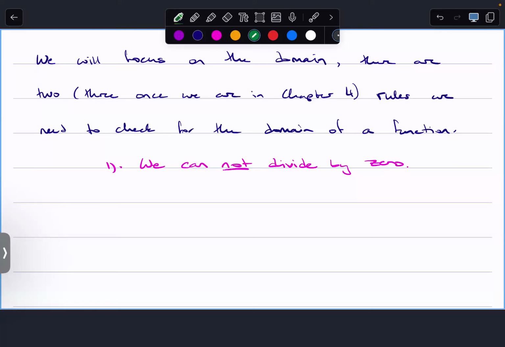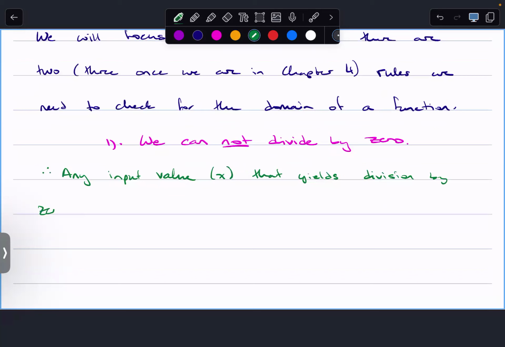And so therefore, any input value, I'll say x typically, that yields division by 0 must be removed from the domain. So it is not included in the domain.